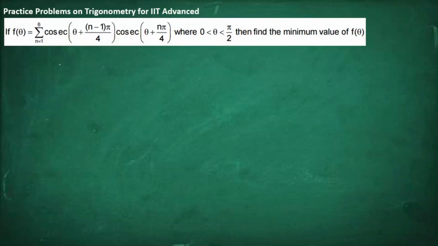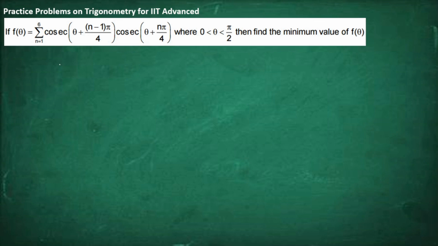So the problem, the question is, if f(theta) is sigma n starts from 1 to 6 of cosec(theta + (n-1)pi/4) into cosec(theta + n pi/4), where 0 is less than theta less than pi by 2, that is theta is in the first quadrant, then find the minimum value of f(theta). This kind of problem are very common in IIT Advanced like examination.